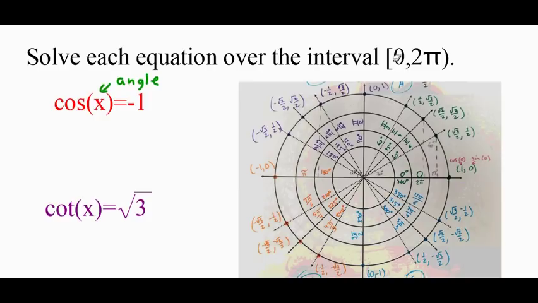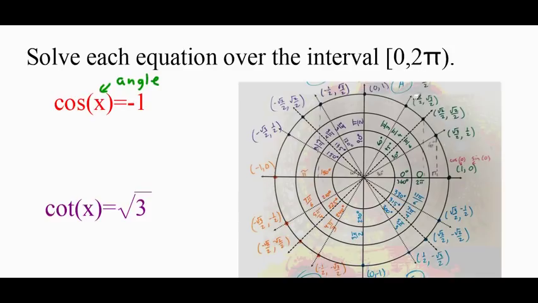For this particular problem, we're solving between the interval of 0 and 2 pi. Notice that is just a full rotation of our circle. We start at 0 inclusive, remember the bracket means inclusive, going all the way to 2 pi, not including 2 pi. So back to the problem, it says that cosine of this mystery angle is -1.